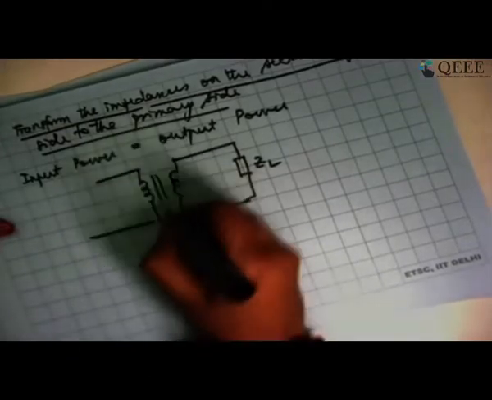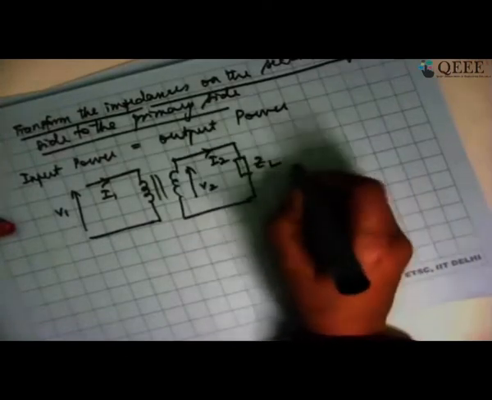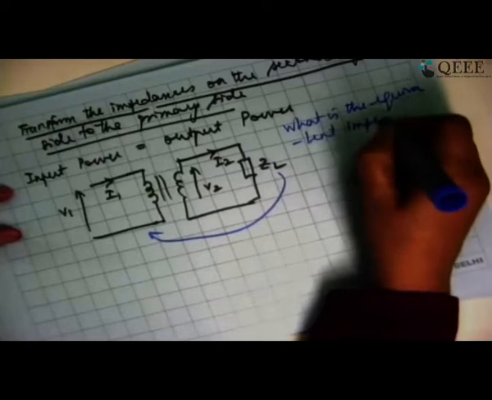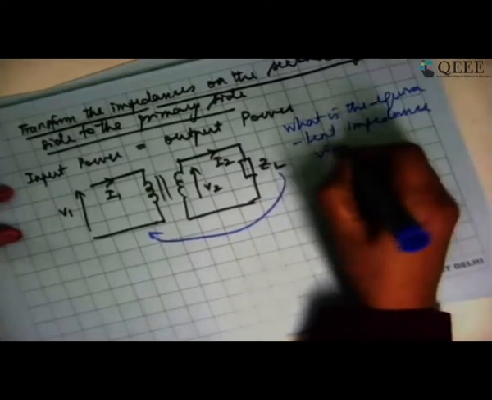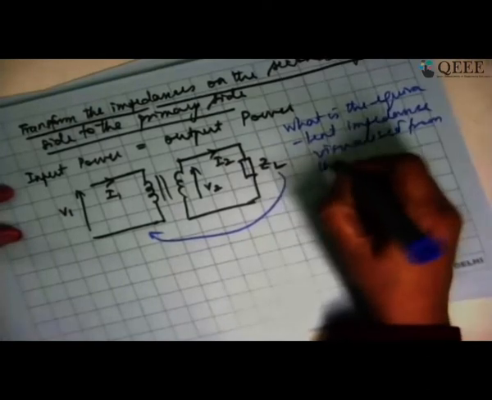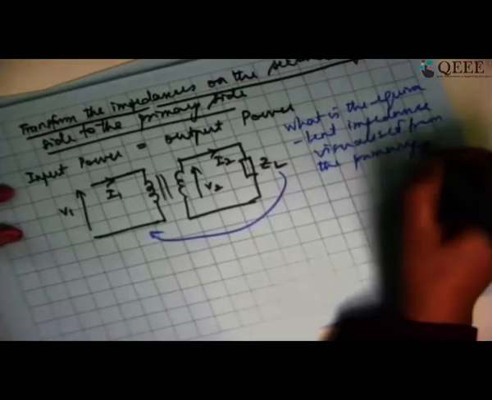And we said primary side is this. Now in between, we actually said that if this is I1, this is V1, and this is V2, and this is I2, we transform this ZL into the primary side. This is what we did. What is the equivalent impedance visualized from the primary side? This is what we did in the last class, if you may recall.